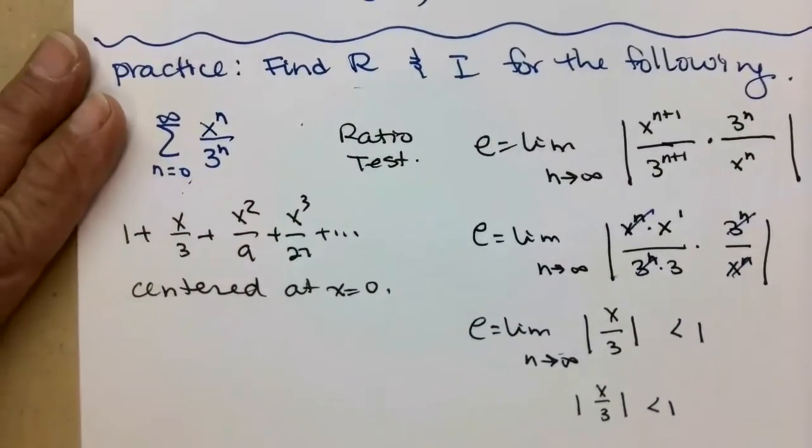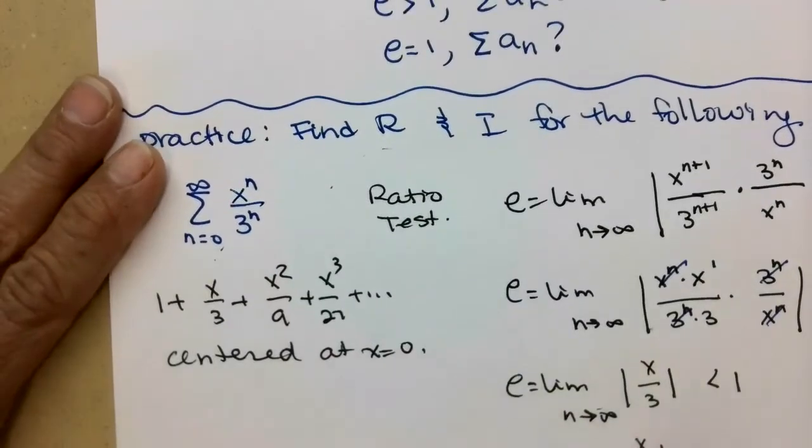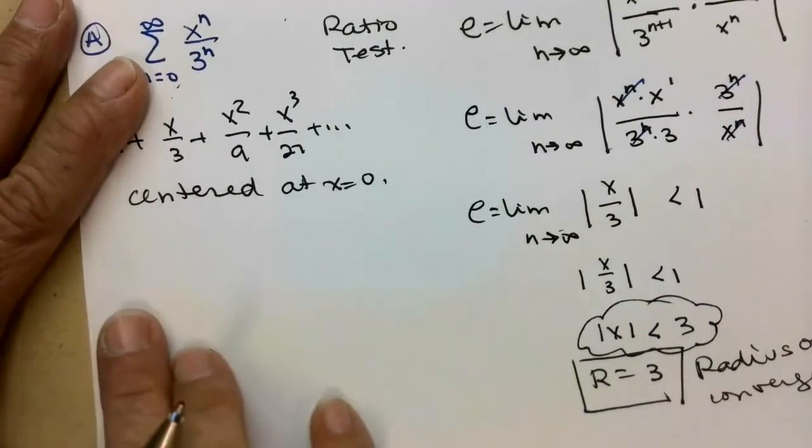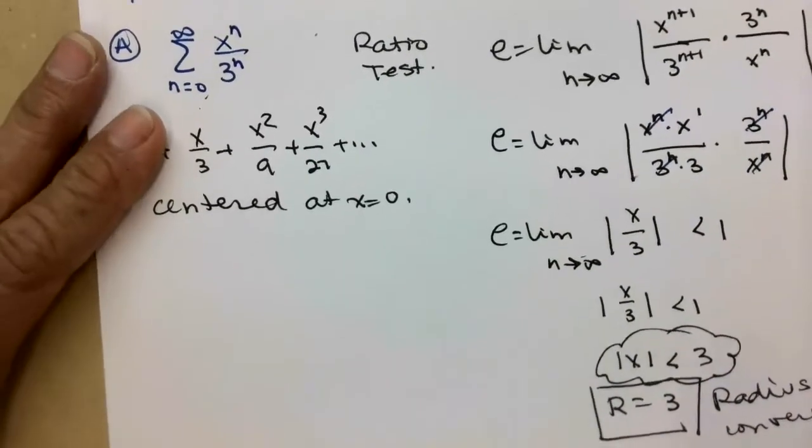So now let's find that interval of convergence. I'm going to take this inequality that we just had, write it here, and rewrite it without the absolute values.